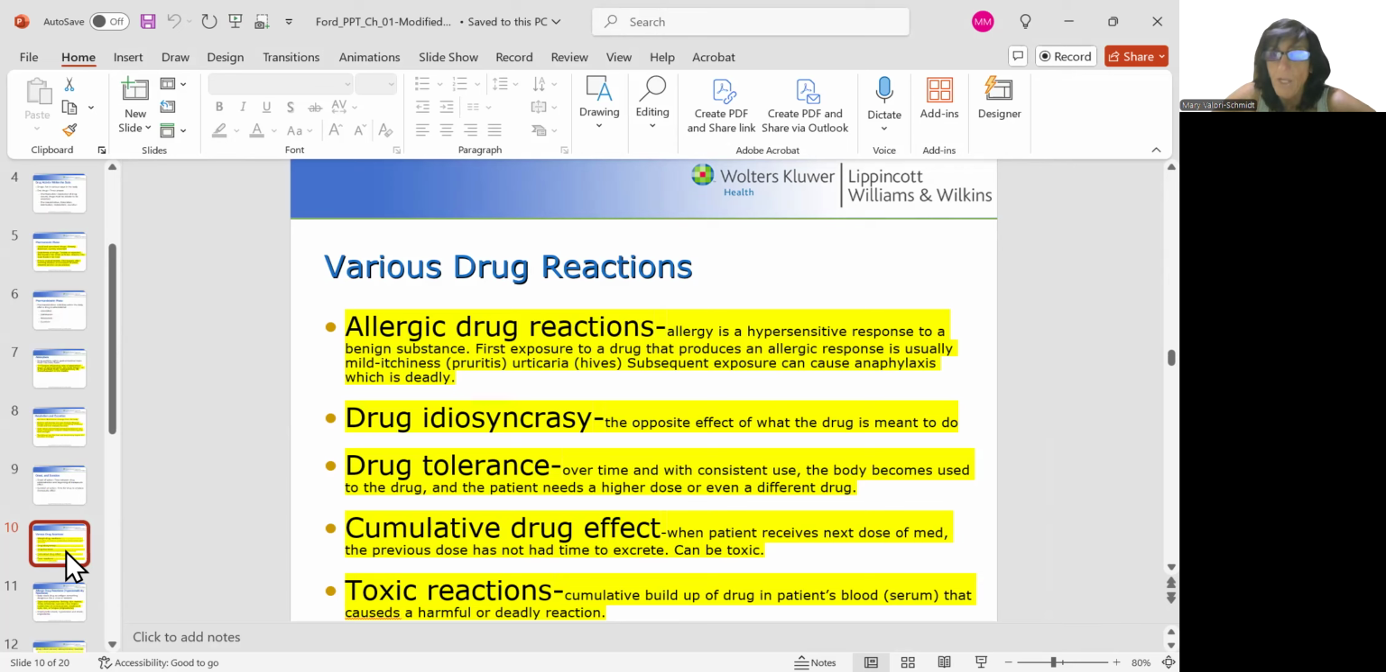Cumulative drug effect. If a patient receives the next dose of a med, but the previous dose hasn't had time to excrete completely, they can go toxic. And then what is toxicity? What's a toxic reaction? It's a buildup of the drug in the patient's blood that causes some kind of a harmful or deadly reaction.